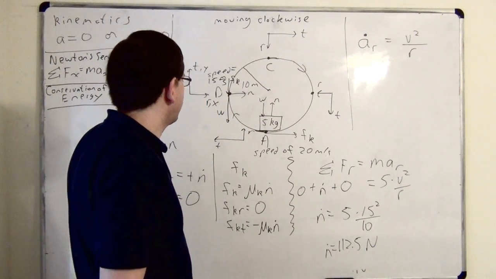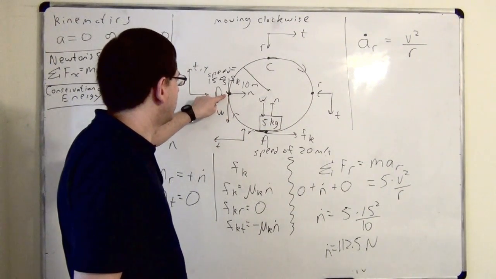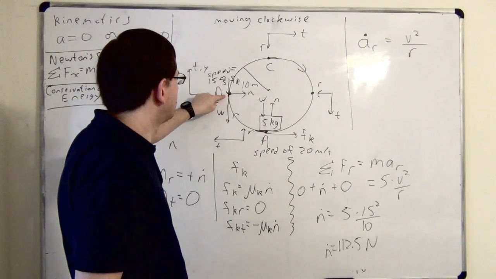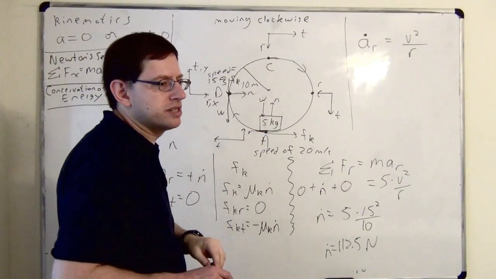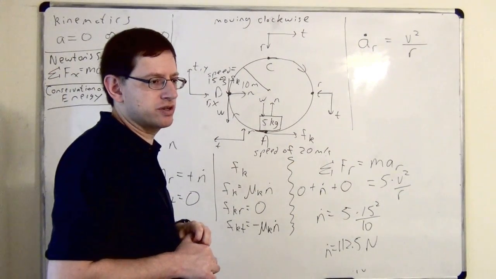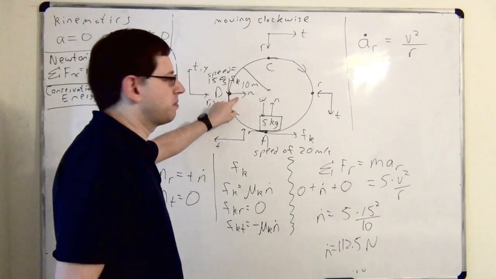What is it that's making the object move in a circle here? The normal force. Yeah, it's the radial forces that make you move in a circle. The radial forces are the things that keep you moving in a circle. So here's the normal force that's keeping us moving in a circle.